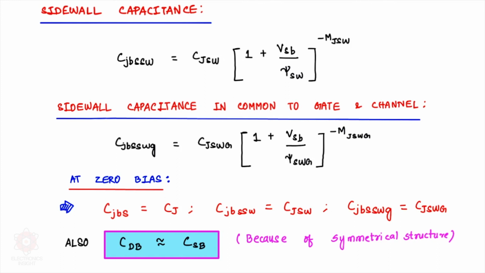At 0 bias, CJBS, the junction capacitance between the bulk and the bottom of the source, is equal to Cj at 0 bias, and CJBSSW, the side wall capacitance, is equal to CJSW at 0 bias, because when you consider 0 bias between source and bulk, this term becomes 0 and CJSW into 1 remains. Therefore we have CJBSSWG equal to CJSWG at 0 bias, and all of this is applicable to the drain to bulk capacitance also because of the symmetrical structure.